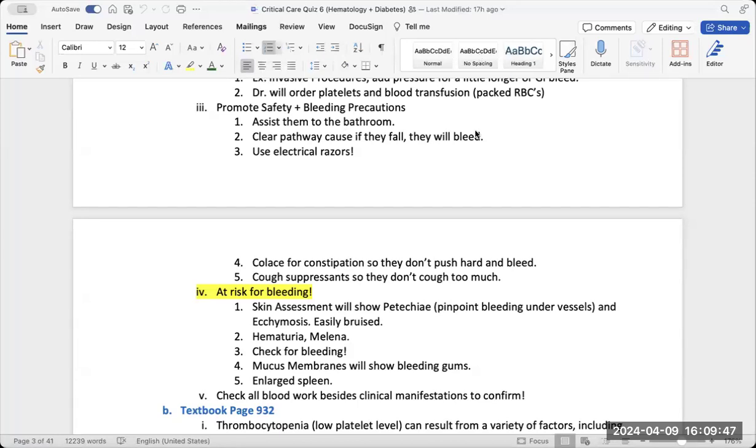But what are some bleeding precautions? Like, should they be using regular razors to shave? Electrical razors, soft bristle toothbrush. Anything else? And not doing heavy activities, like maybe swimming, or things that are lower risk of falling or injuring themselves and getting bruised up and starting to bleed. Aggressive exercise activities. They can't have contact sports, right?